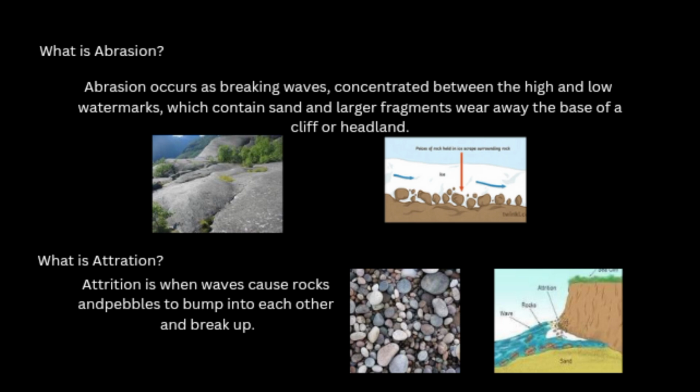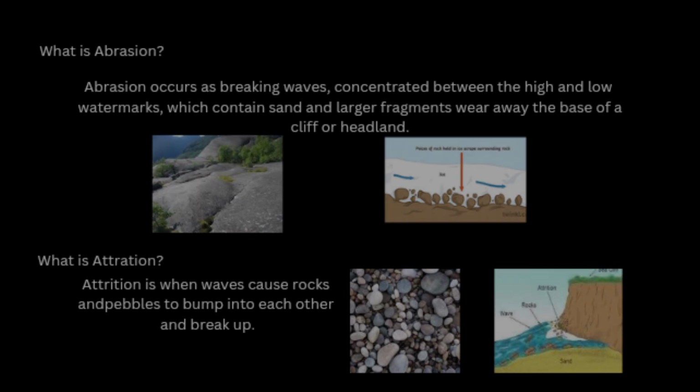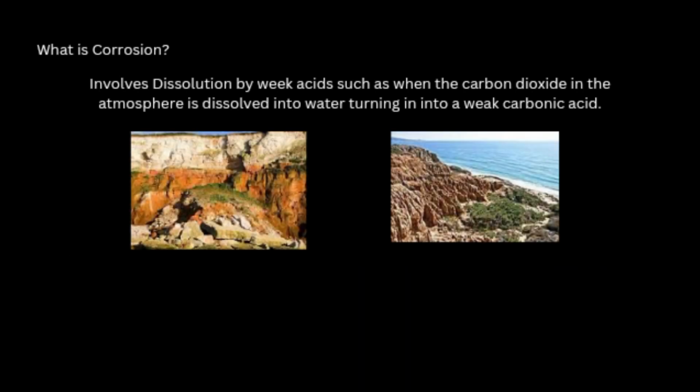And the next one is attrition. Attrition is when waves cause rocks and pebbles to bump into each other and break up. And the last one is corrosion or solution. Corrosion or solution involves dissolution by weak acids, such as when carbon dioxide in the atmosphere is dissolved into water, turning it into a weak carbonic acid.